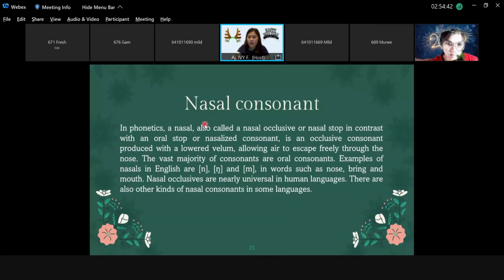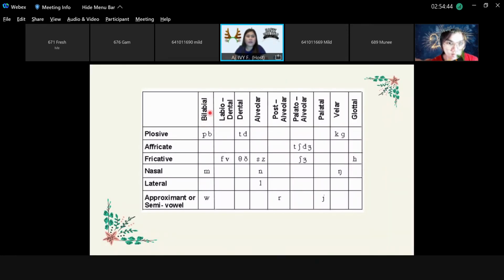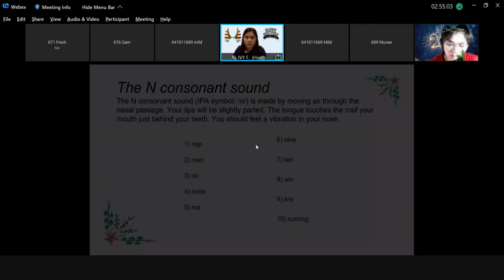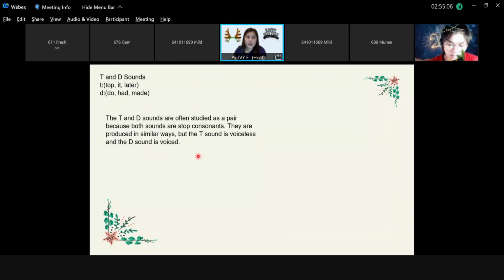If you look at this chart, we have this dental, plosive meaning stop. It's t and d, t and d. So they are together. So they should be studied together, and they are dental, t, d, plosive. Okay. So as here, the t sound is voiceless, and the d sound is voiced. So you already understand the voiceless and the voiced.